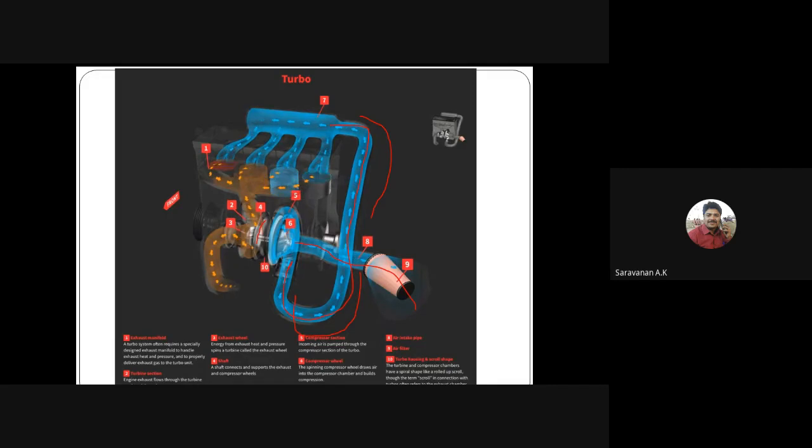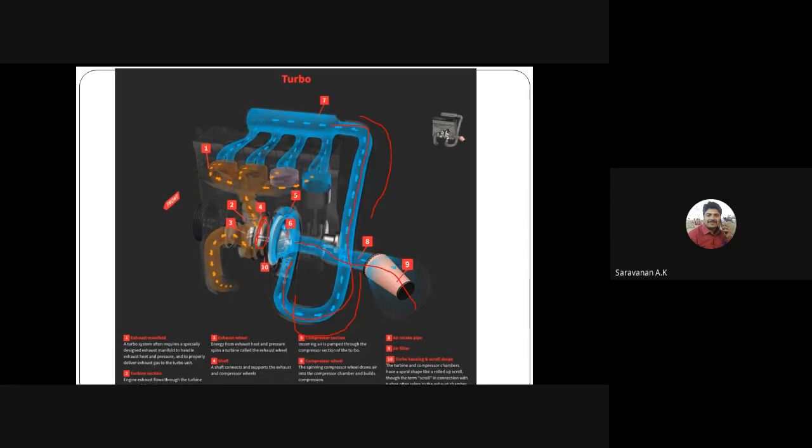So here you can see the fourth one, where the turbine will be. Can you see this animation? You can see the exhaust gas will be passing through this turbine. The exhaust gas comes out with pressure and velocity, and that will be utilized to run the turbine.